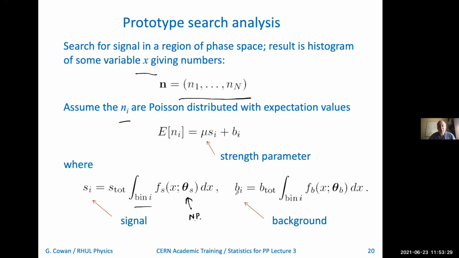And similarly for the expected number of background events. In the ith bin, that's given by the total expected number of background events times the probability for the event to be in the ith bin. And that as well might have some nuisance parameters. And furthermore, the total expected number of background events, that's very often not known precisely, and I perhaps have to treat that as well as a nuisance parameter.